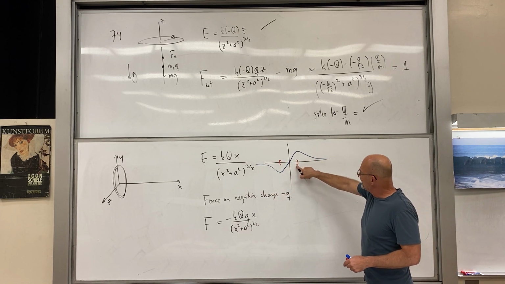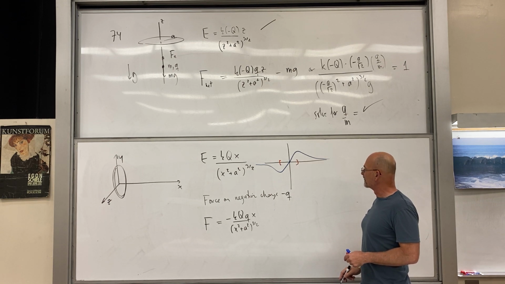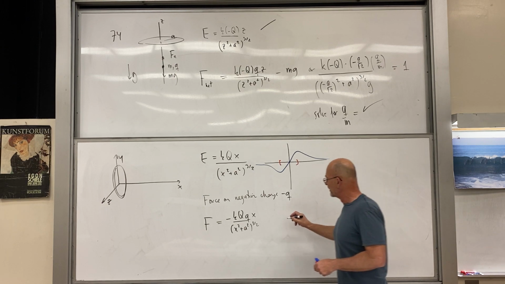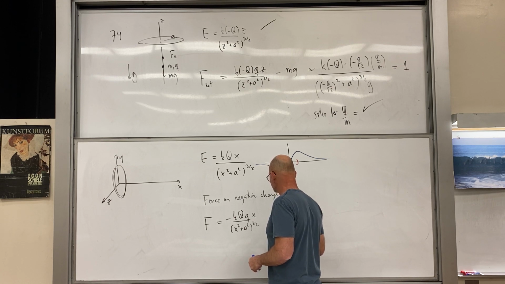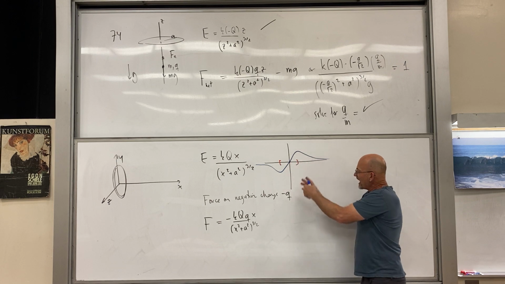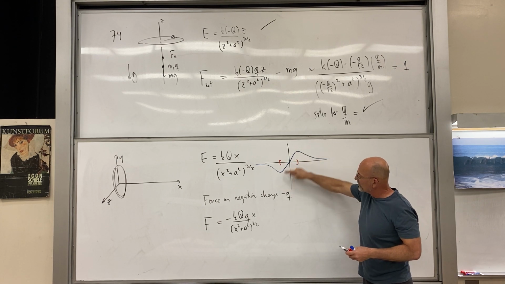If x is small enough, this is a restoring force. If x is small enough, we have a restoring force. My square red brackets indicate that we have a small zone in which we're on this straight line part here. That's the idea.